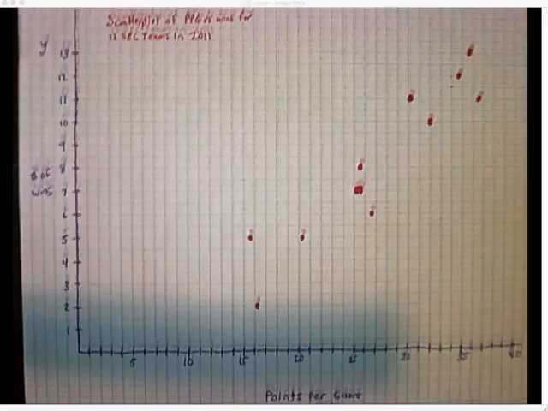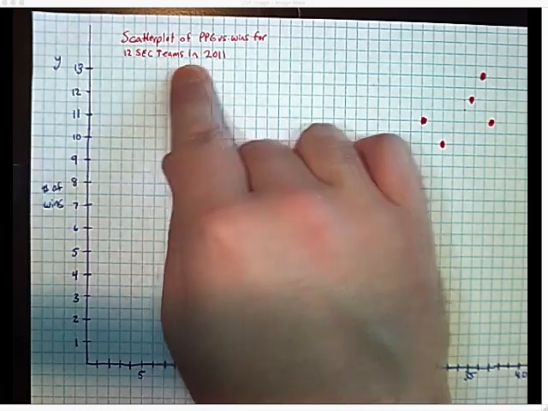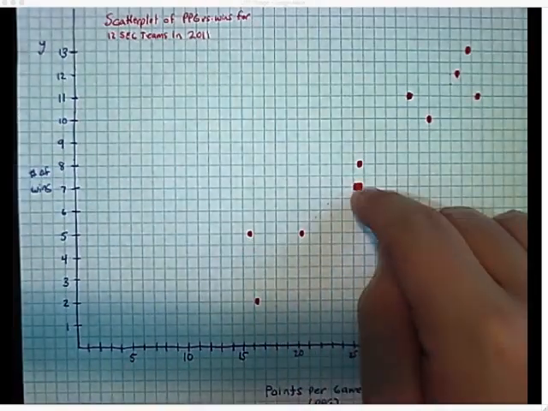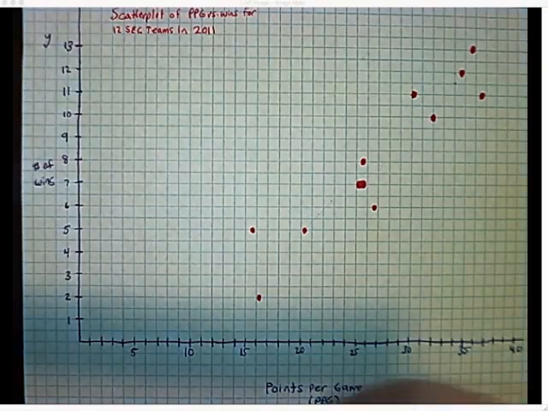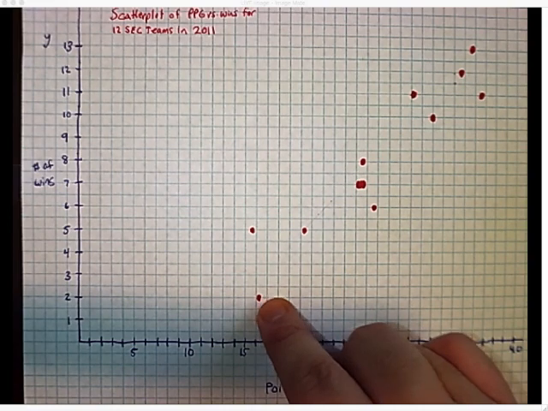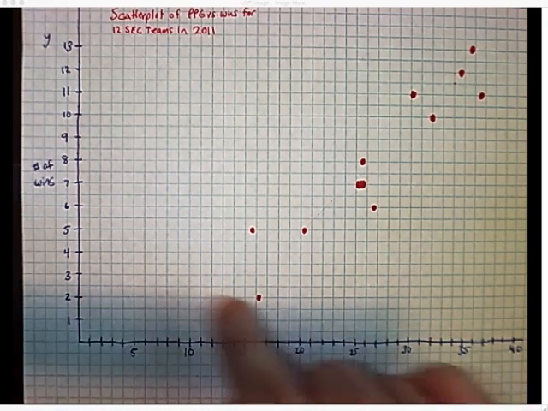So that's the scatter plot. I gave it a title, Scatter Plot of Points Per Game versus Wins for the 12 SEC teams in 2011. And each of these dots represents a single individual because we measure 2 variables for each individual. So that dot is the 16.1 for 2 wins. Okay, so this dot is Ole Miss.